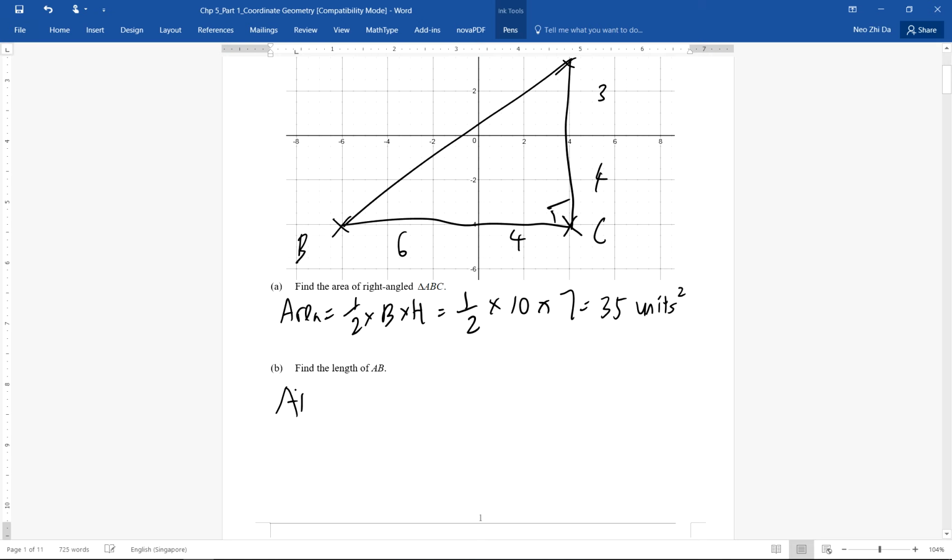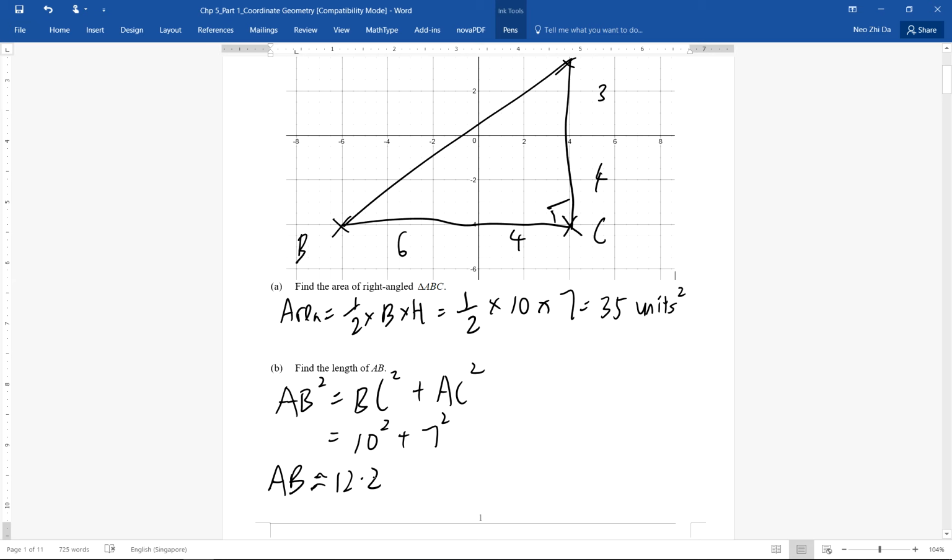So AB squared equals BC squared plus AC squared. So basically it's 10 squared plus 7 squared. It works out to be approximately 12.2.